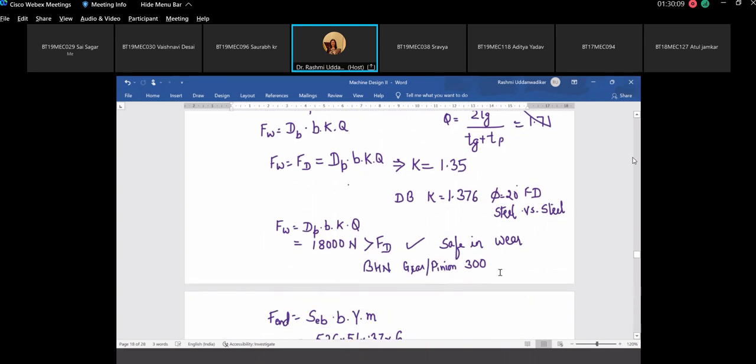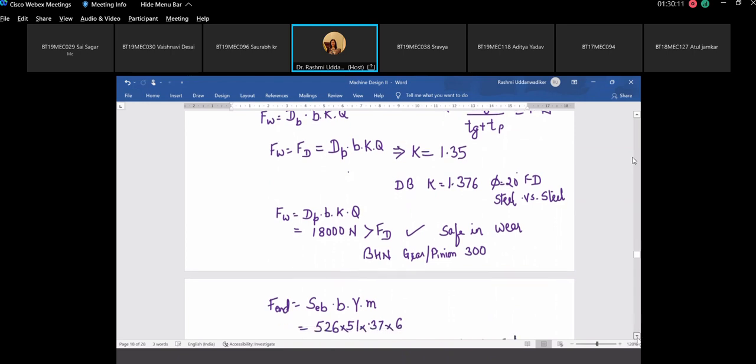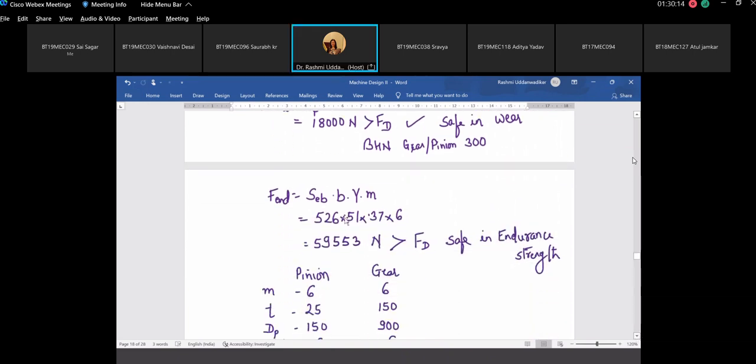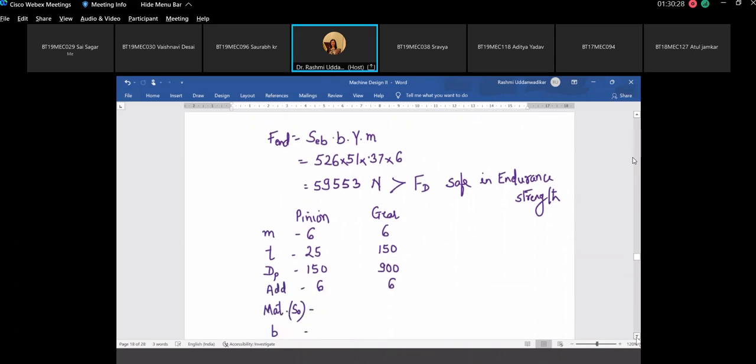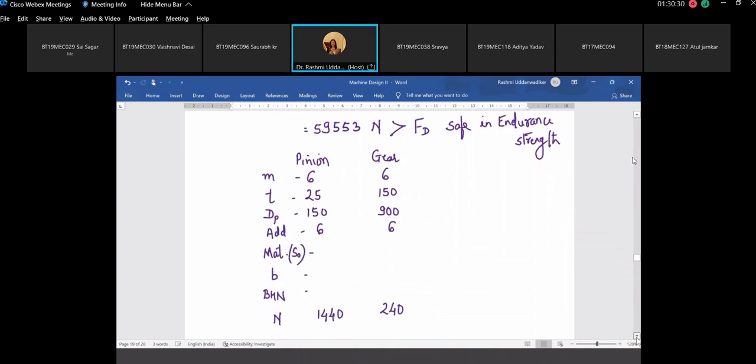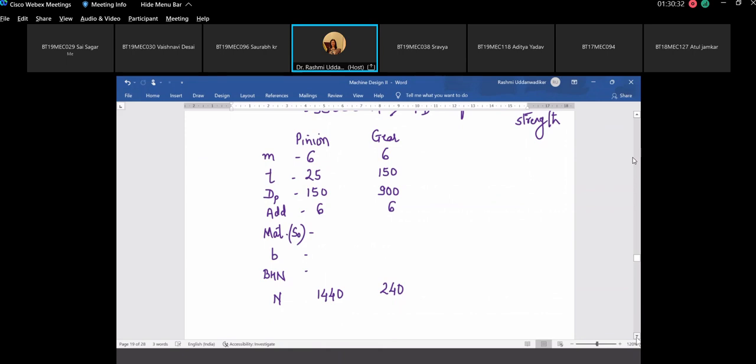Write down what is BHN for gear and pinion. Check for endurance strength. Again, these equations are given. For the endurance strength SEB for the given hardness, you can refer to the design data book. Check that this value is greater than FD. And then you present your final values for pinion and gear. So this completes the design of one gear pair.